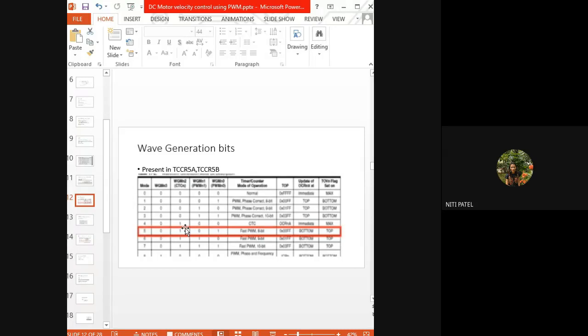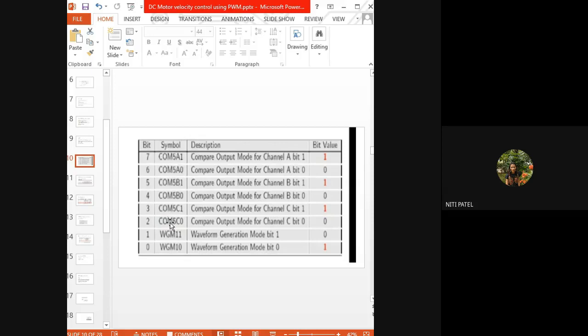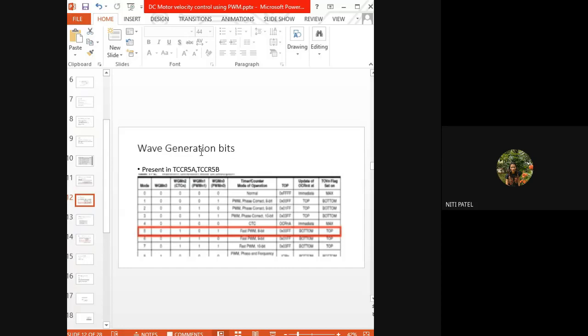Now see, we said that we'll be using 2 registers, register A and register B. So these waveform generation bits, which bits were these? Compare output bits. These are the bits from 2 to 7. What should the 2 to 7 bits be set to? Either 0,0, 0,1, 1,0 or 1,1. But which is the preferred bit set for changing the velocity? It is 0,1. Now we will check for the waveform generation.